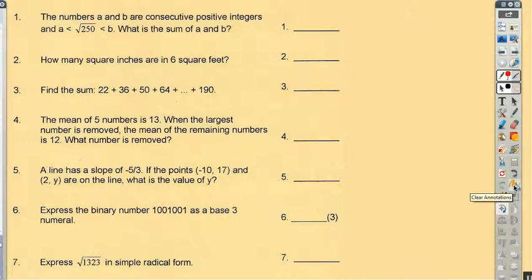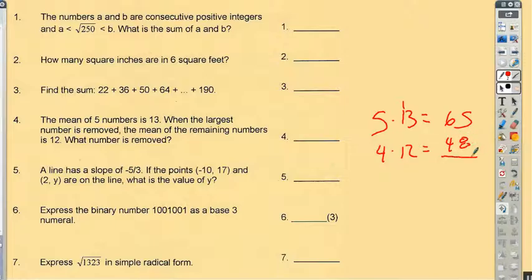Okay, the mean of 5 numbers is 13. The largest is removed. The mean of the remaining numbers is 12. What was removed? If I have 5 numbers with a mean of 13, the sum of all the numbers is 5 times 13, which is 65. The largest number has been removed, and now the mean is 12, which means I have 4 numbers that have a sum of 48. Therefore, the number removed is the difference between my original sum and my second sum. So 65 minus 48 is 17. So I took a 17 out. Write your answer on the blank.